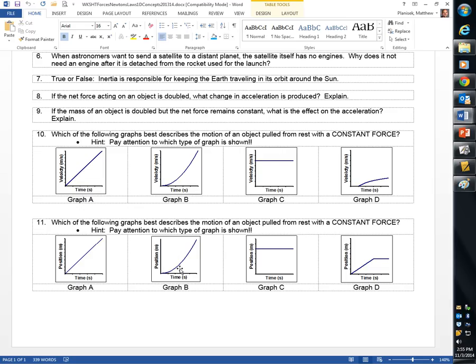The last one we were going to do was 11. The correct answer to 11 is B. So take a look at that. These are position graphs and those are velocity graphs. So 10 is A and 11 is B, because B has that parabolic shape, right? Yep. That's the one.